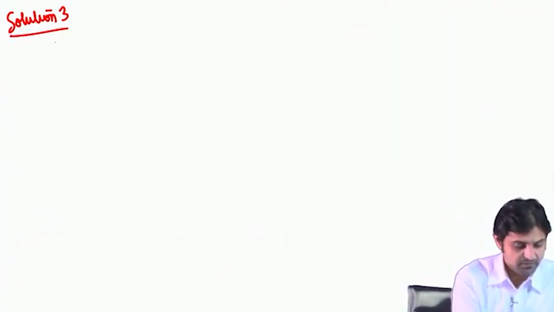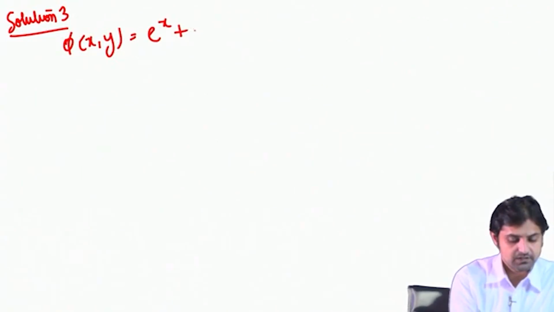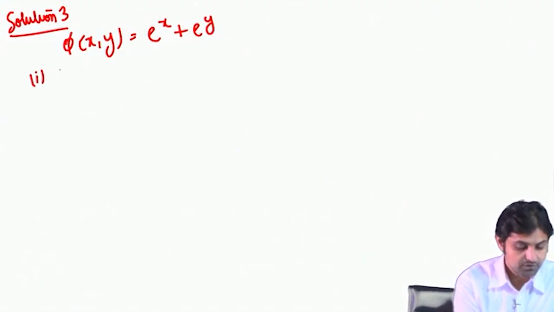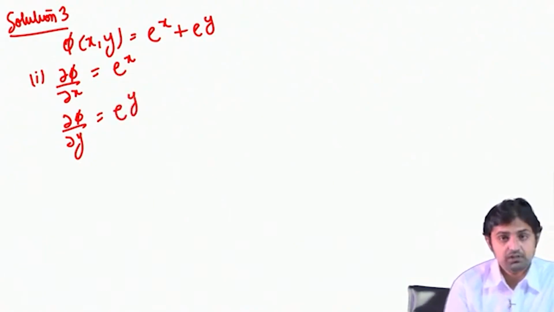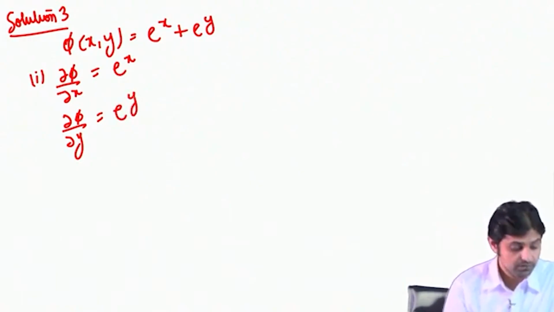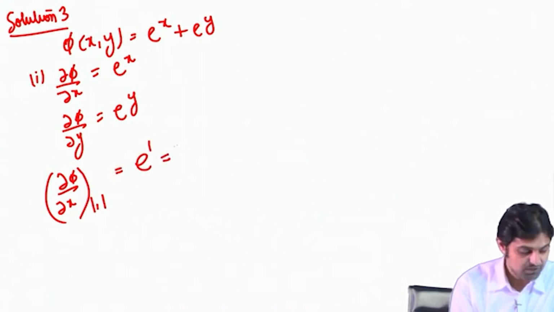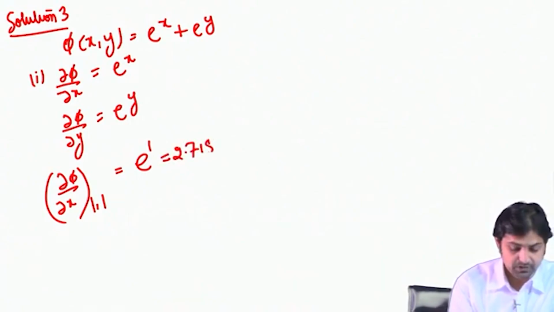So what we know is that the function phi x comma y has been given as e to the power x plus e to the power y. So for the first part, we should be able to calculate del phi del x will be e to the power x, correct, and del phi del y is going to be e to the power y, simple partial differential. Okay, so we have to calculate del phi del x at 1 comma 1. It's going to be e to the power 1, or 2.7183.